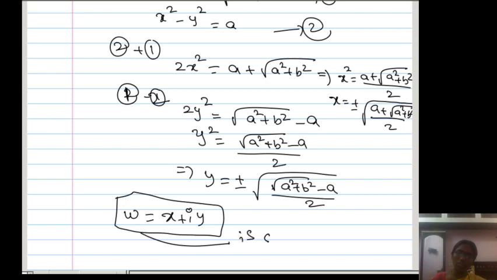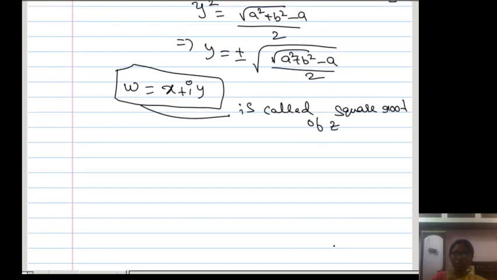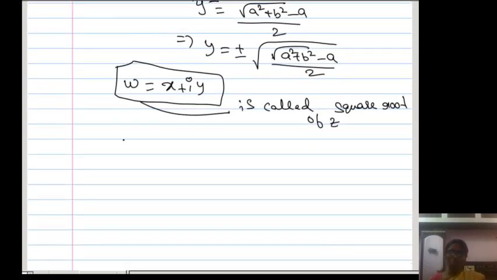And w is called the square root of z. Is it? Now, but you have logic here. One more thing you can observe. b not equal to 0 means you have two cases now: either b greater than 0 or b less than 0.